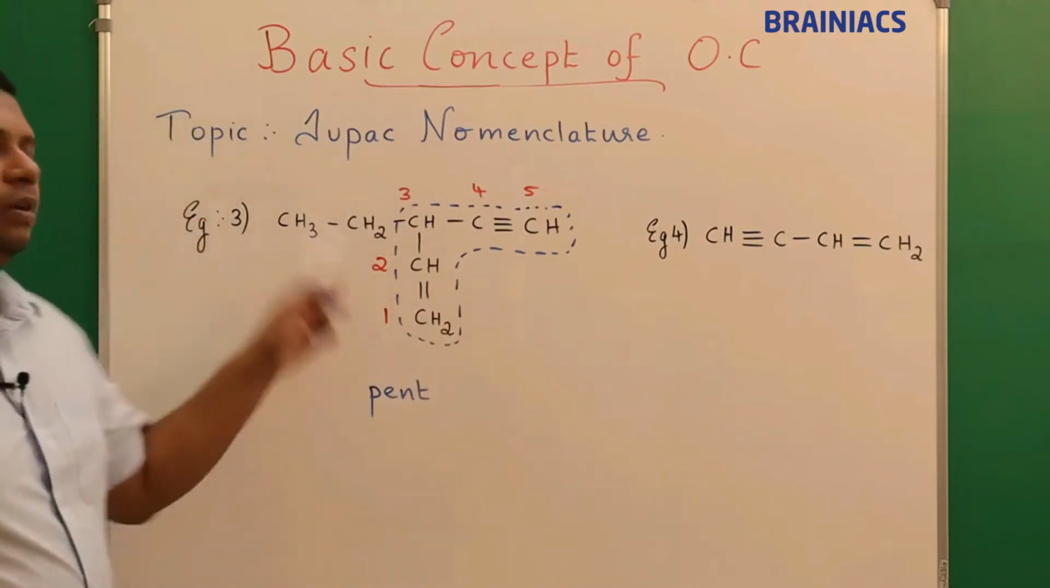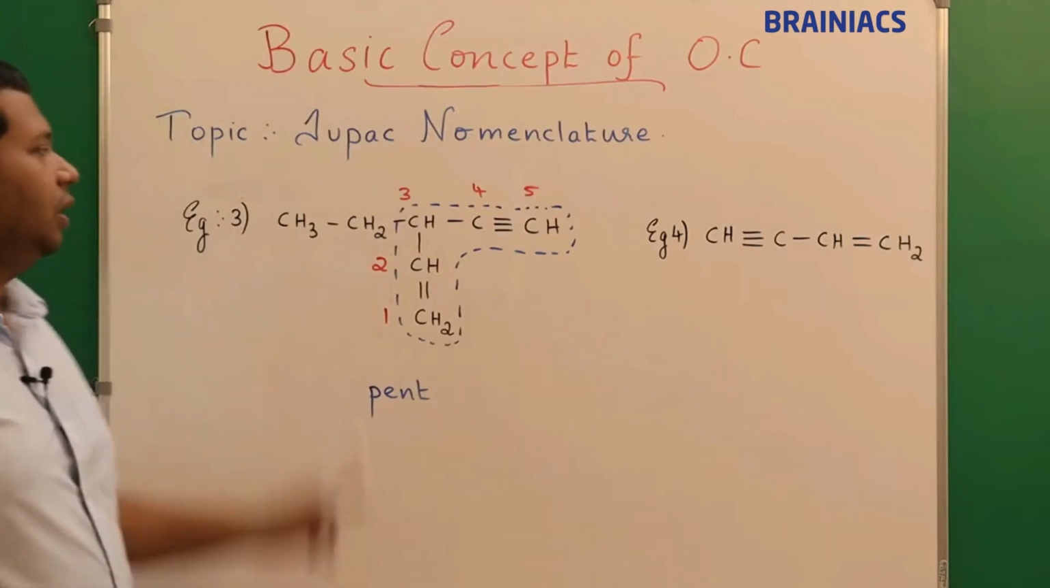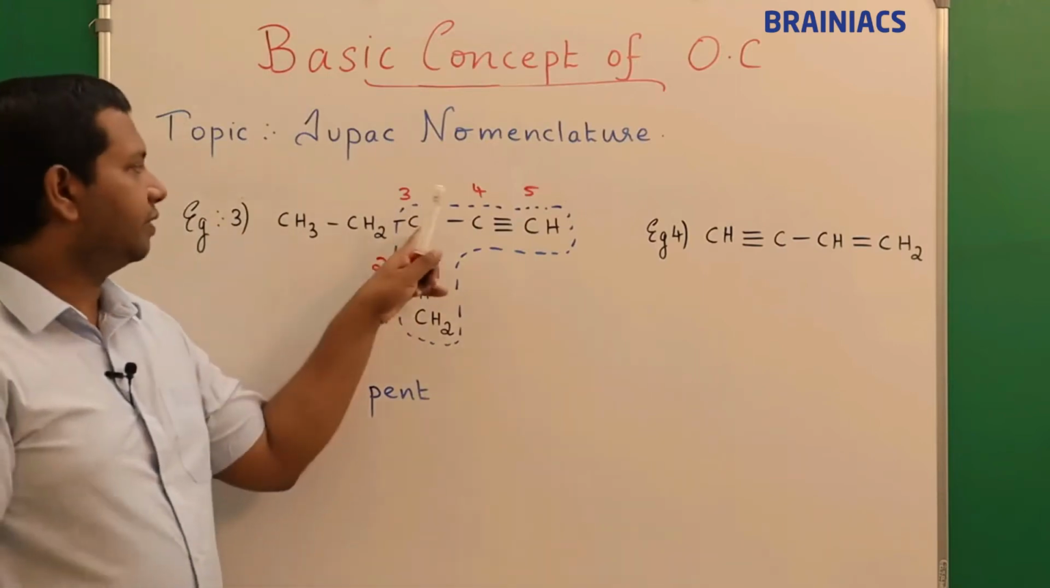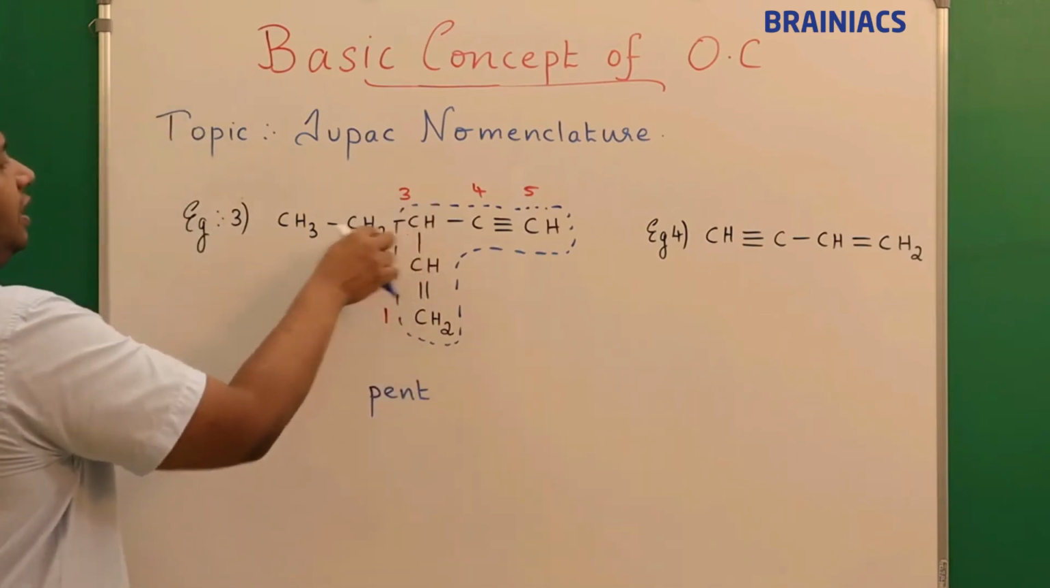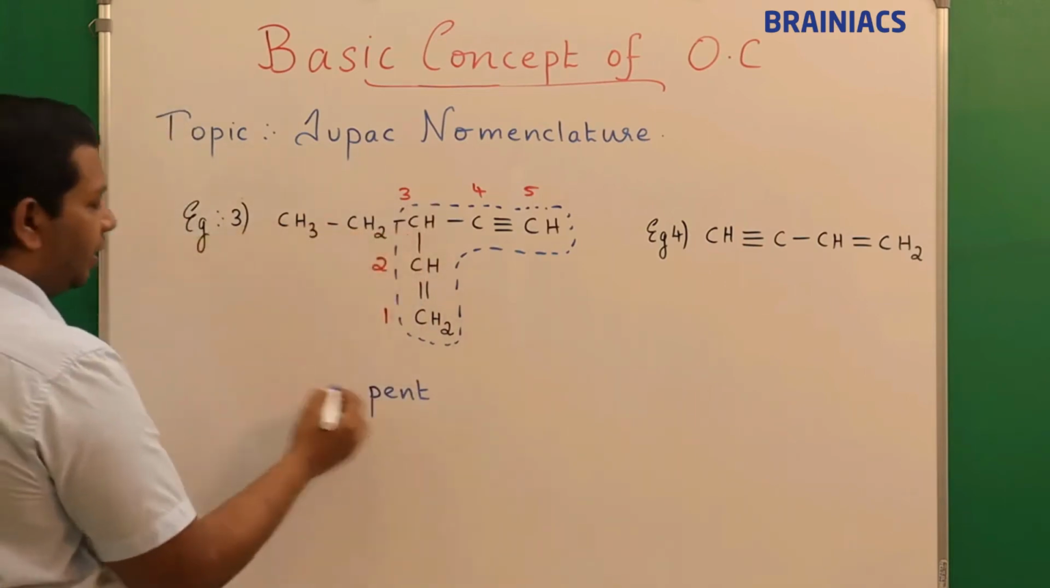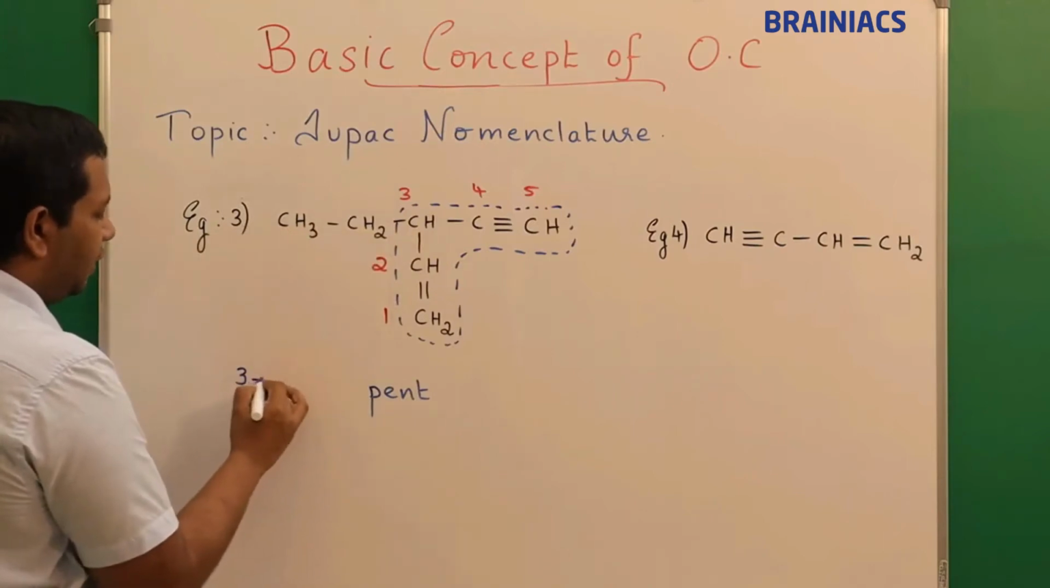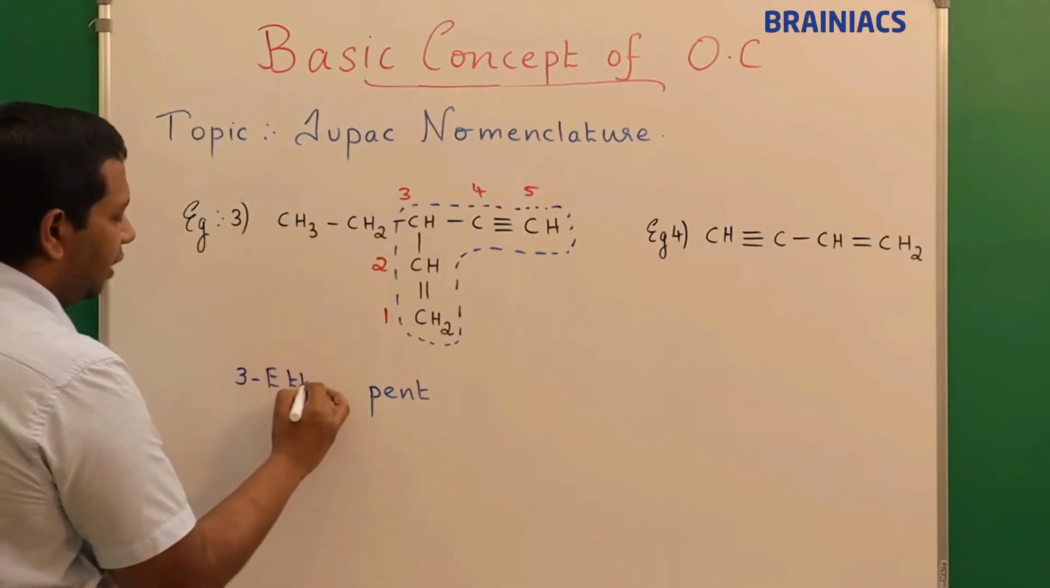Now the 1 degree suffix will not come since it is not a cyclo compound. The 2 degree prefix will come because there is a substituent at position 3. So what is the substituent at 3? You can see 3 ethyl, CH3CH2. So I can add 3 hyphen ethyl.